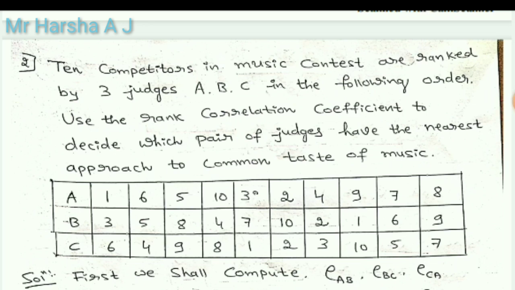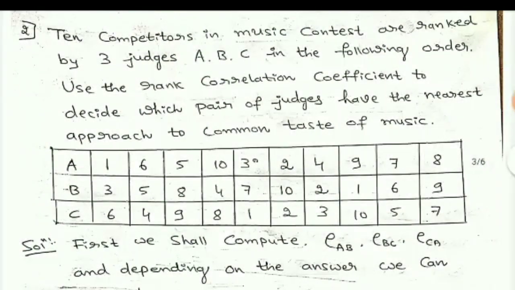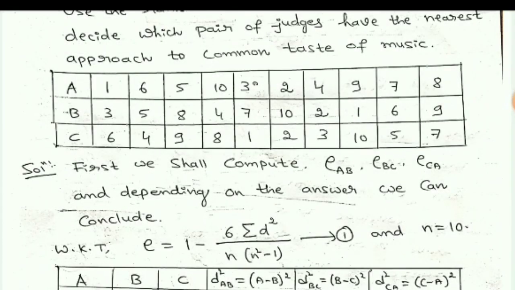If there is no common taste, the judgment will not be similar, right? So it is better to choose judges having common taste. Now whom to choose is the question. Scientifically we have to choose; simply we cannot tell A, B or B, C or C, A. For that we will use the concept called rank correlation. We'll find the rank correlation for AB, that's called rho AB, for BC, rho BC, and for CA, rho CA. Then depending on the answer, we'll decide which pair of judges to call.